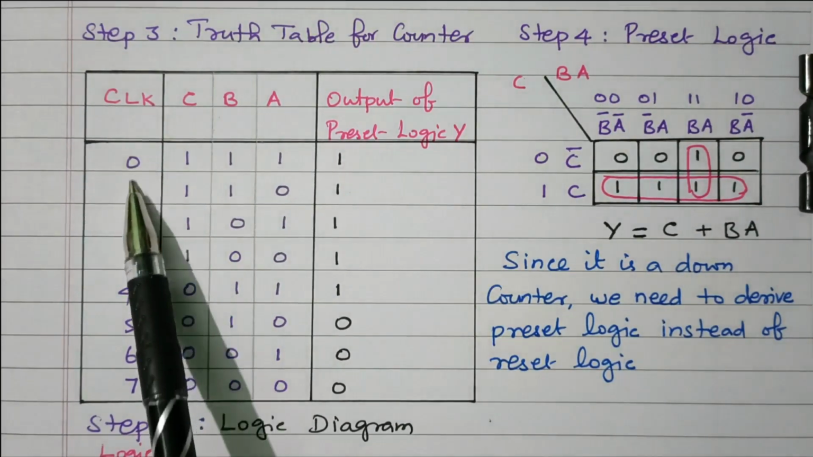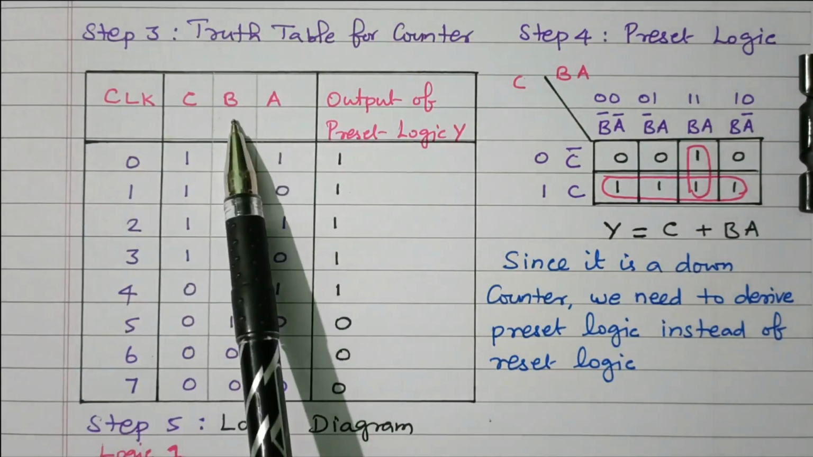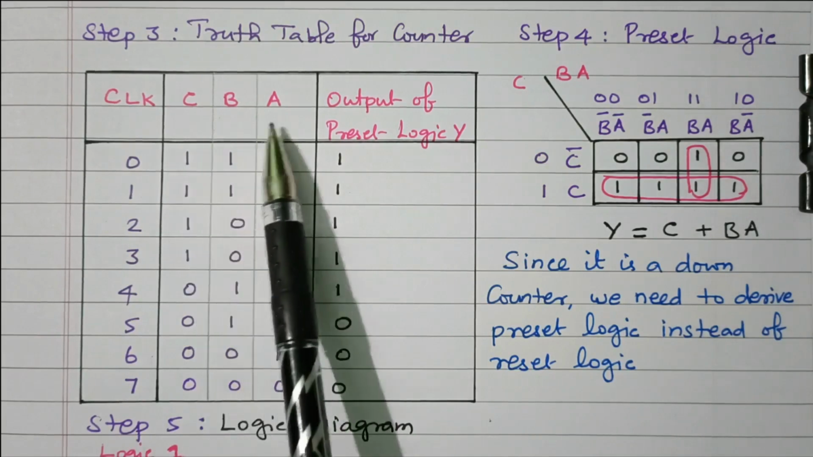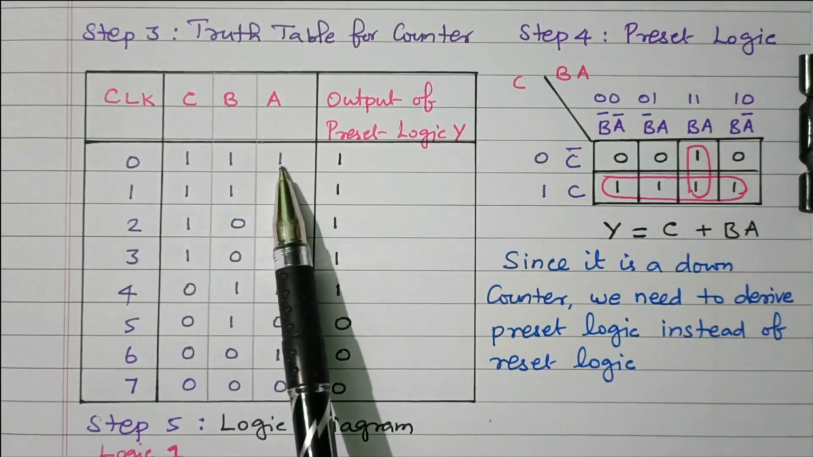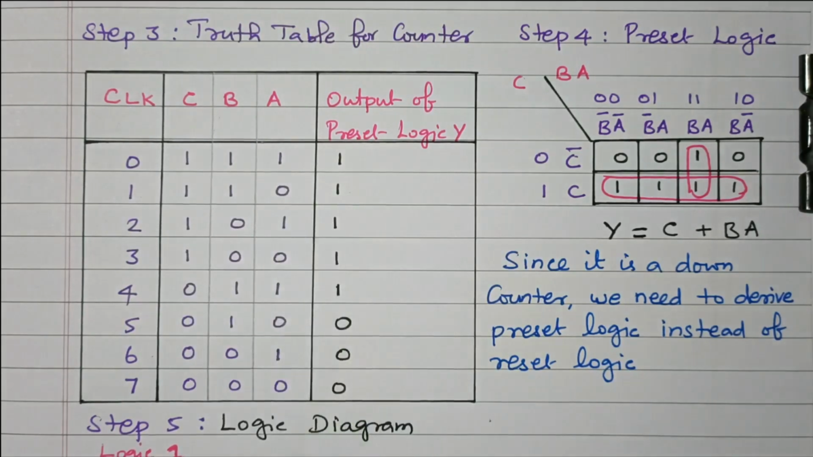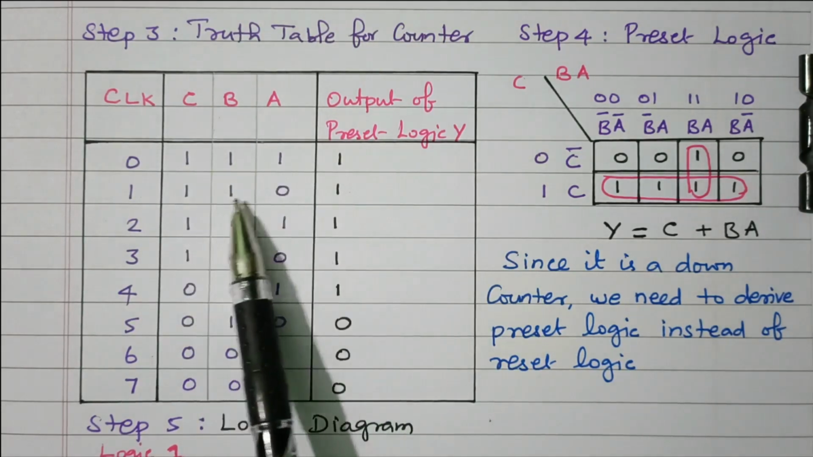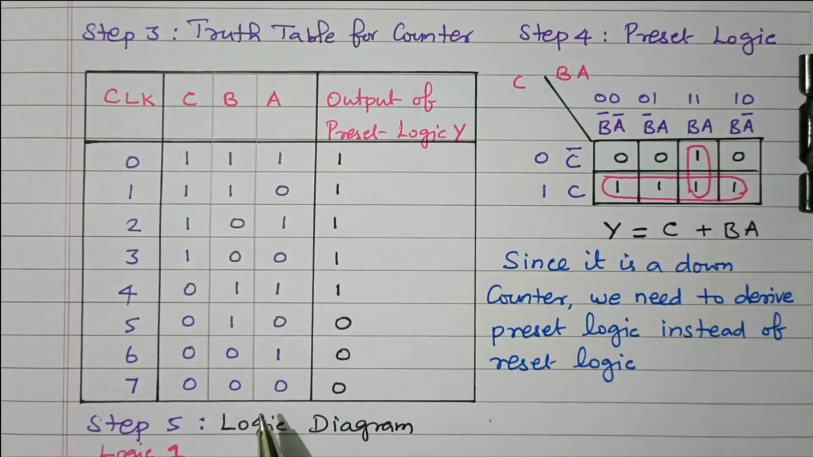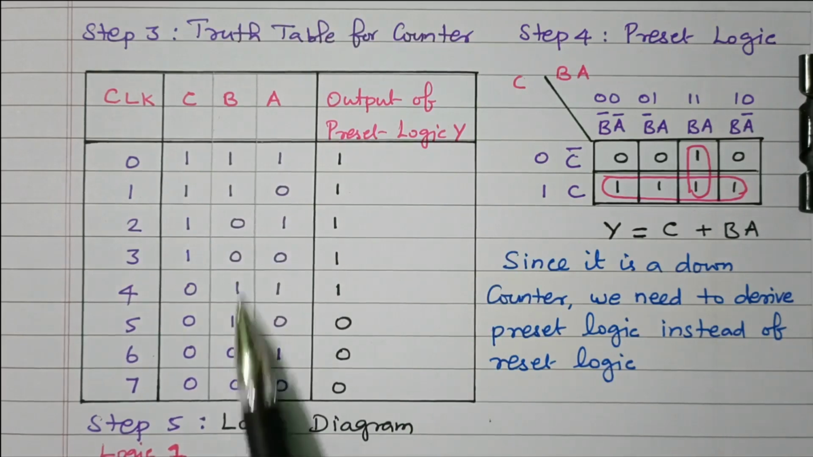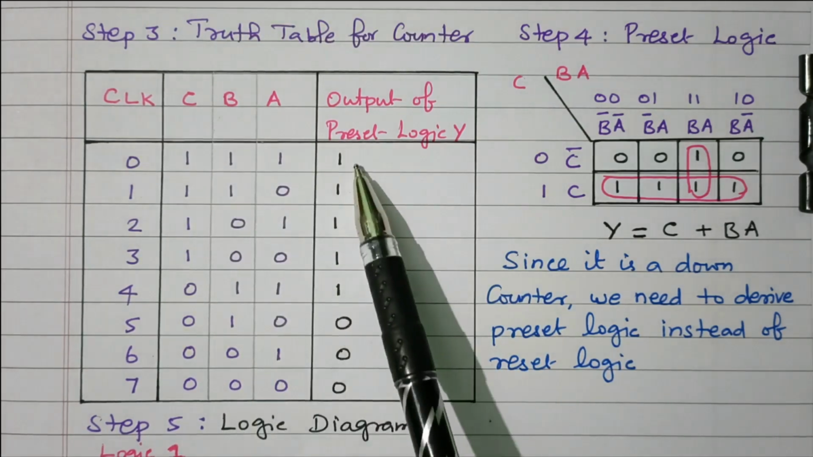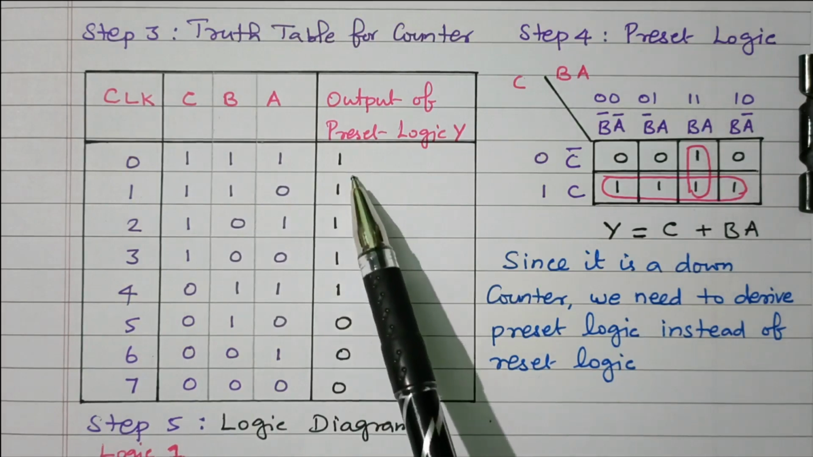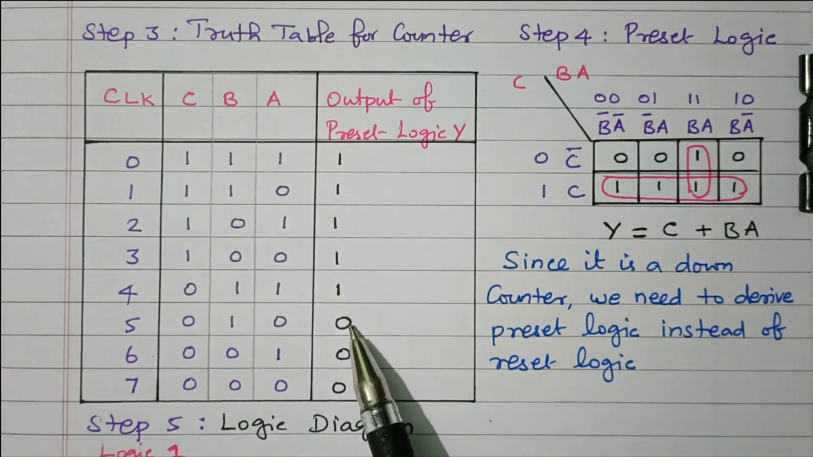So this is the clock pulse available. C, B, A: C is the MSB, A is the LSB. It's a down counter, so it is written in reverse order, N to 0, 111, 110 up to 000. Normally we write from 0 to N, here N to 0. In this, the first 5 states are needed based on the state diagram. So the first 5 states are 1, and the remaining are 0.